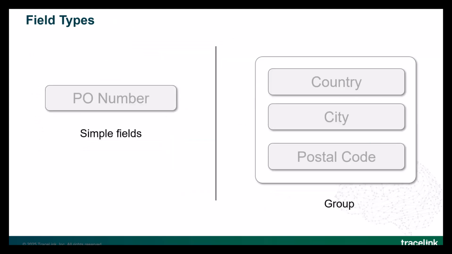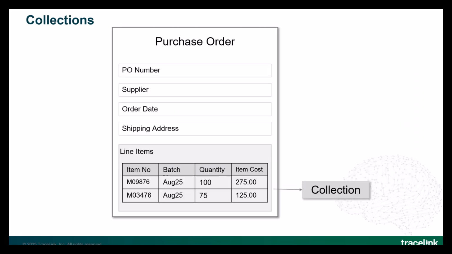On various pages, you can configure various field types. Simple fields store single values, for example, purchase order number, date, etc. A group organizes related fields together, for example, address, which contains a number of simple fields like country, city, postal code, etc. A collection is a data element that can hold multiple values within a single object instance. For example, line items associated with a purchase order. Each collection inside an object is displayed in its own table.